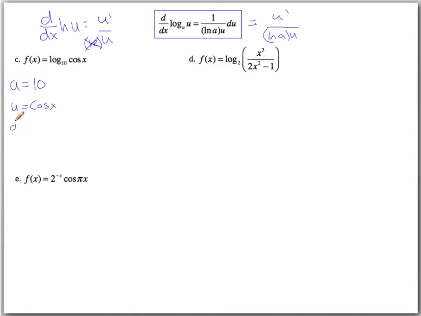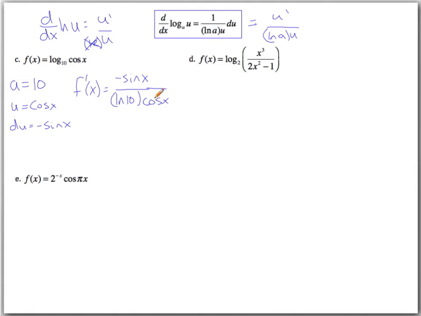And we're going to let du equal negative sine x. Okay, so let's go ahead and use this u prime over natural log of a times u. So the f prime of x is going to equal u prime, or negative sine x, divided by the natural log of a, so the natural log of 10, times u, which is cosine x.